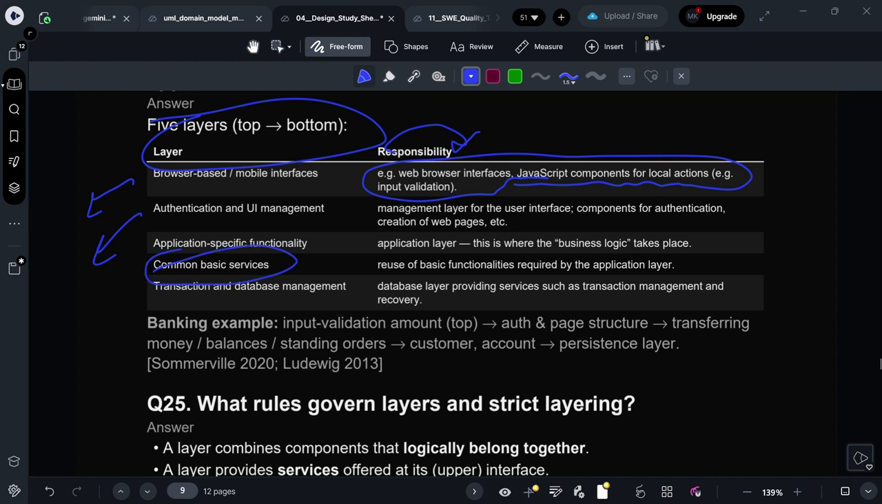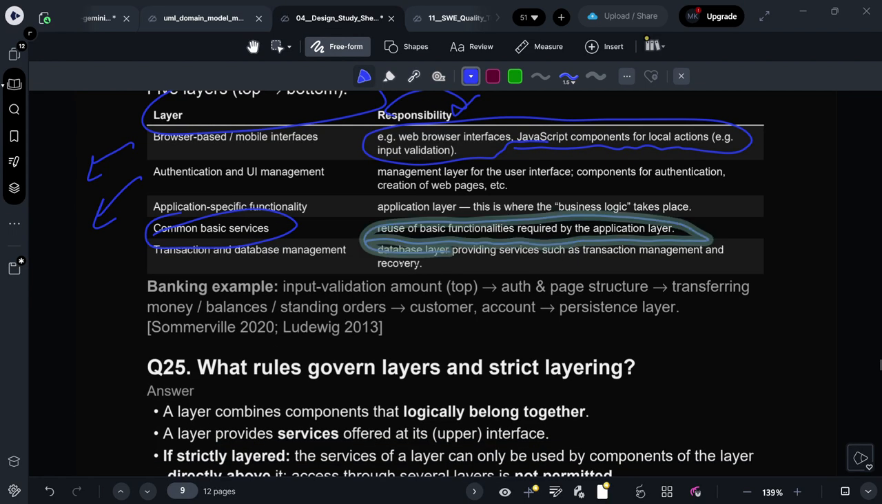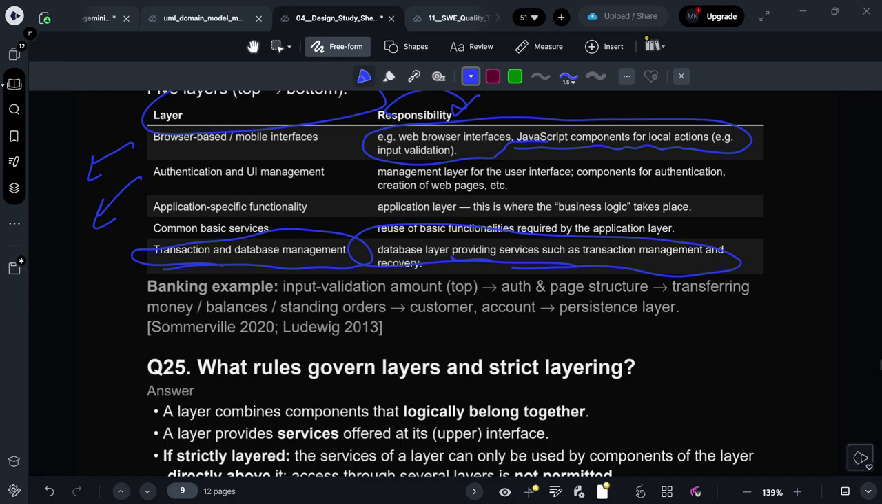Then we have common basic services layer, reuse of basic functionalities required by the application layer. Then we have database management, transaction and database management. Database layer providing services such as transaction management and recovery. So for a banking example, input validation of amount, this is the top, authentication and page structure, transferring money, balance, standing orders, customer account, and then persistence. This is how it goes.